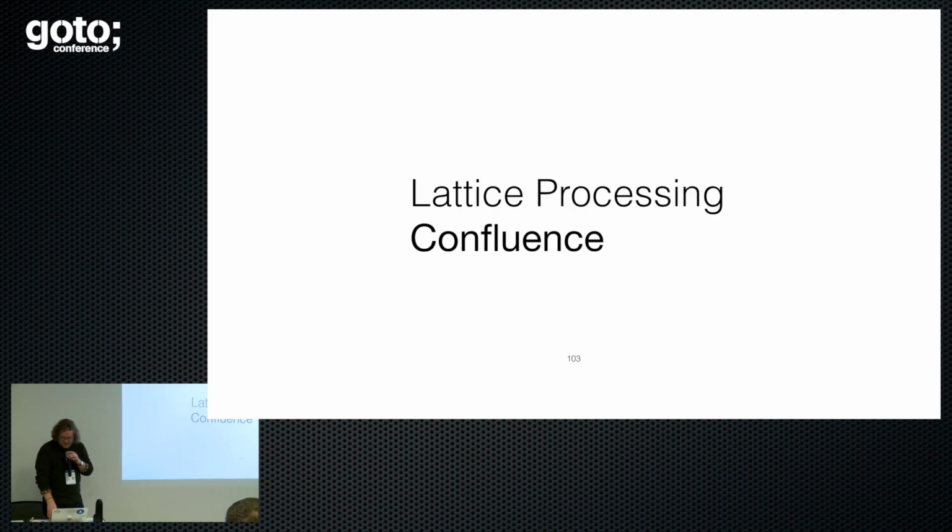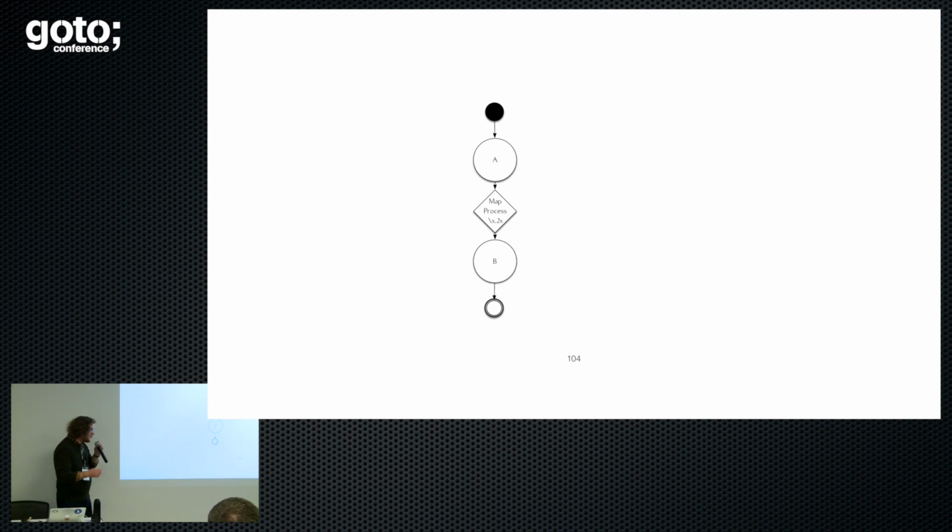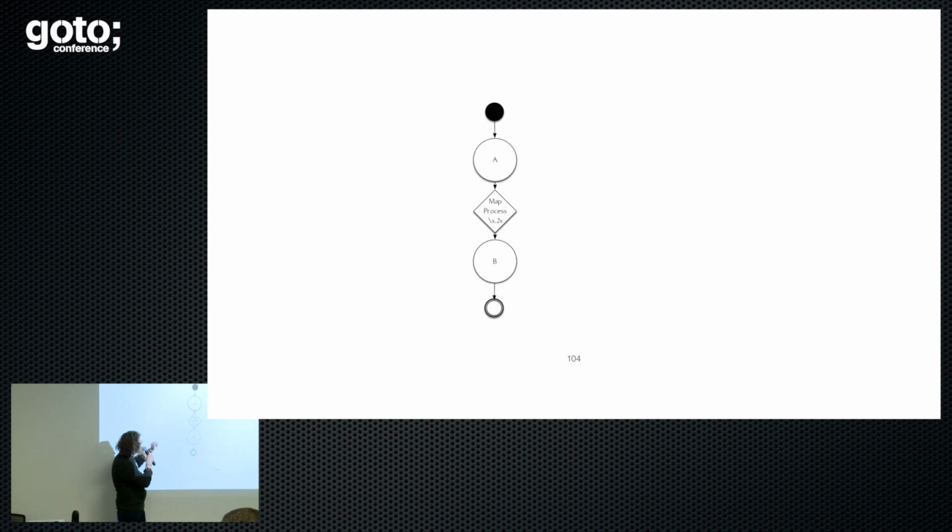Now, to talk about this confluence property that I keep saying is so important, what this confluence property says is that if I have this application with data structure A and my map process here, which is really an arbitrary application written in Lasp, and then I have data structure B, which is the result.